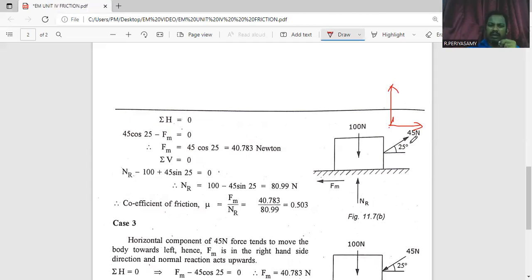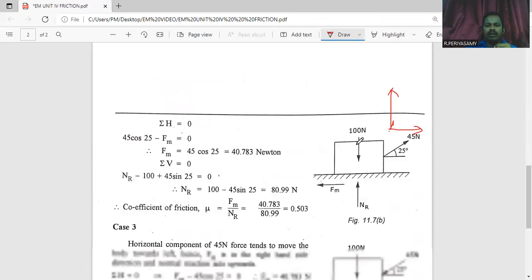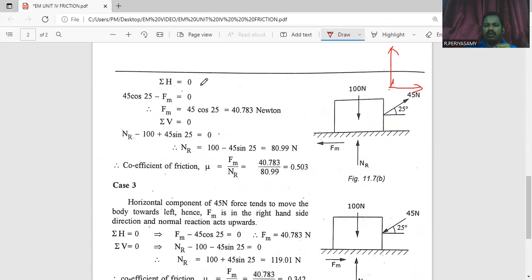Okay. Here the horizontal force is 45 cos 25 degrees. Here the vertical component is 45 sin 25 degrees. Rightward direction is considered a positive sign, and upward direction is also considered a positive sign. In this case, first of all we have to consider the sum of horizontal components equal to 0.